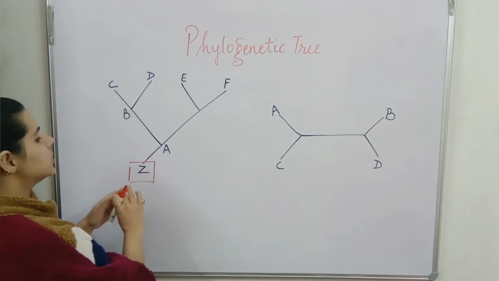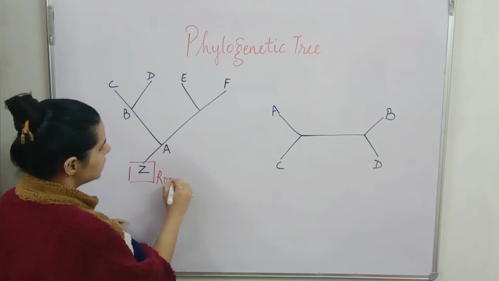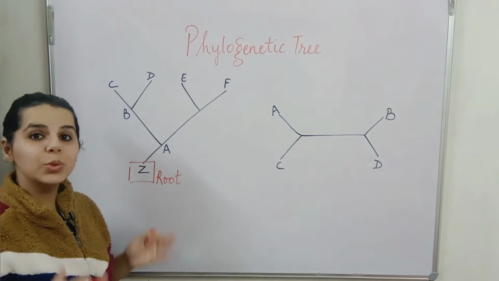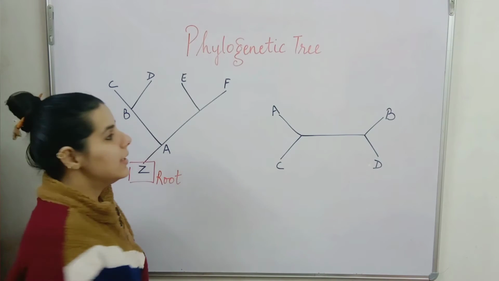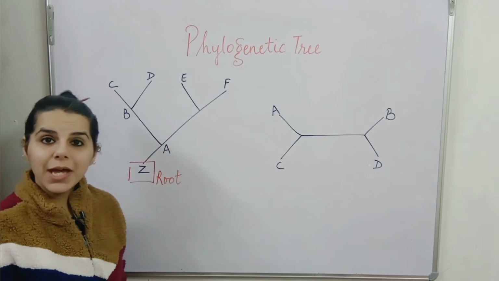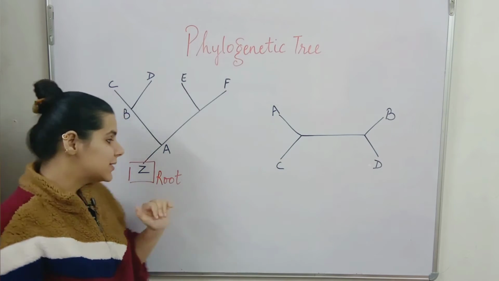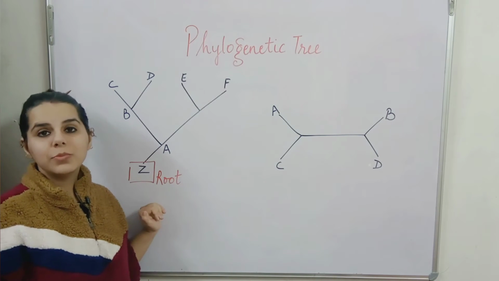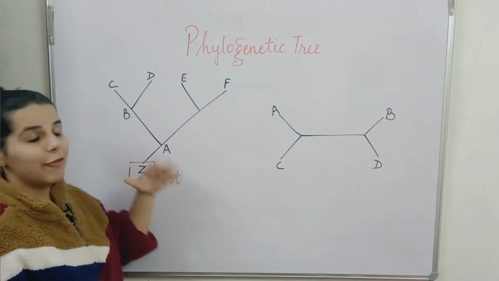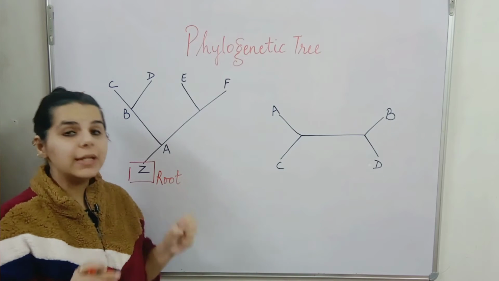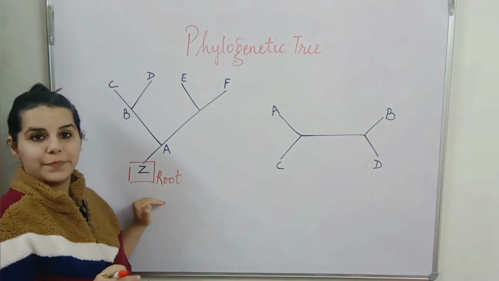So this tree has an origin, we call it the root. Hence the name rooted phylogenetic tree. Then this diagram does not have any root, so it is known as unrooted. But why is the root present over here? I'm going to talk about these afterwards. First, let's consider the main point, the root.